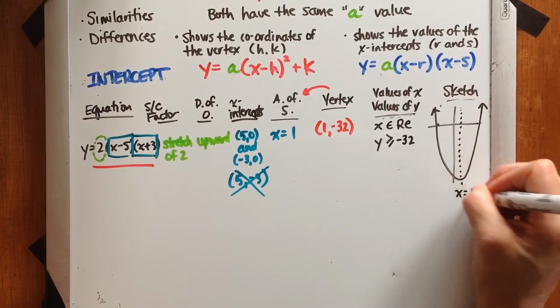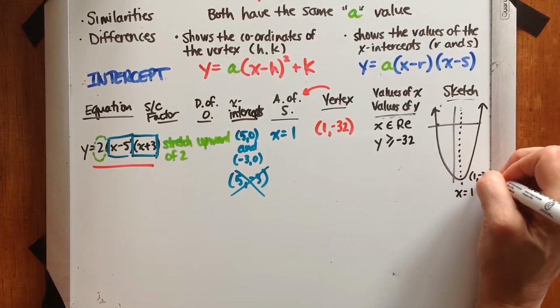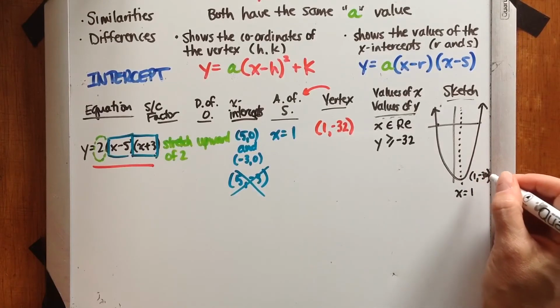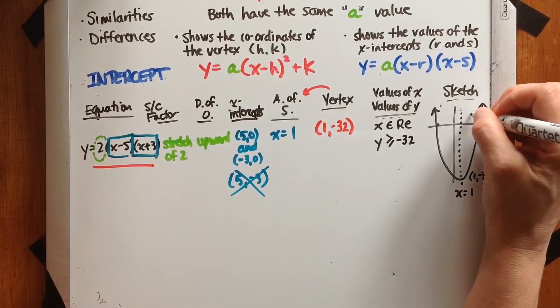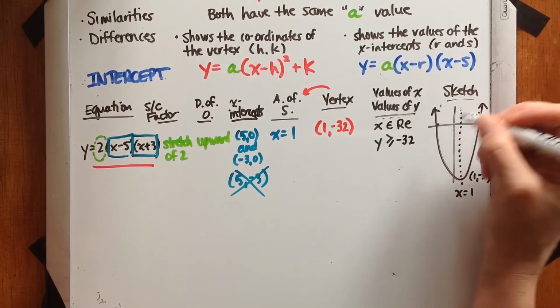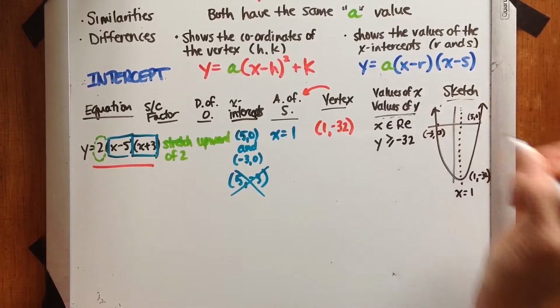So we have x equals 1 as the axis of symmetry. We have 1, -32 as the vertex. I'm sorry, I can't read that, but it's 1, -32. We have a 5, 0 for an x-intercept here, and a -3, 0 for an x-intercept here. All things are labeled.